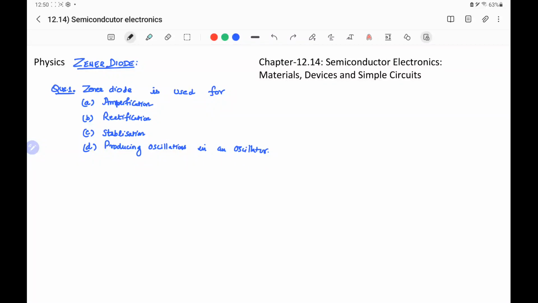First question is Zener diode is used for, and options are: A, amplification, option B is rectification, option C is stabilization, and option D is producing oscillation in an oscillator circuit. We have discussed that Zener diode is used as a voltage regulator, so it is used to stabilize the output voltage. Therefore, option C is the correct option. While in case of amplification and oscillator, transistors are used, and in rectification, junction diodes are used.